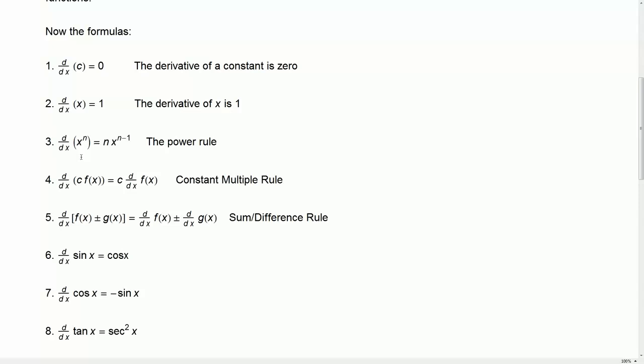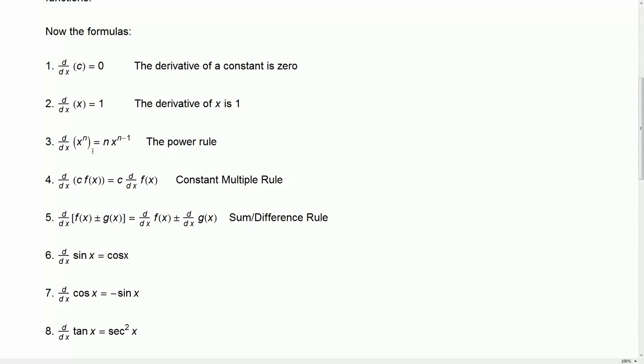Now the next rule is one of the most important rules for the basic differentiation formulas. It's called the power rule. It says that if you're trying to take the derivative with respect to x of x raised to some power n, that the derivative is, without having to compute a limit or anything, n times x raised to the n minus 1.